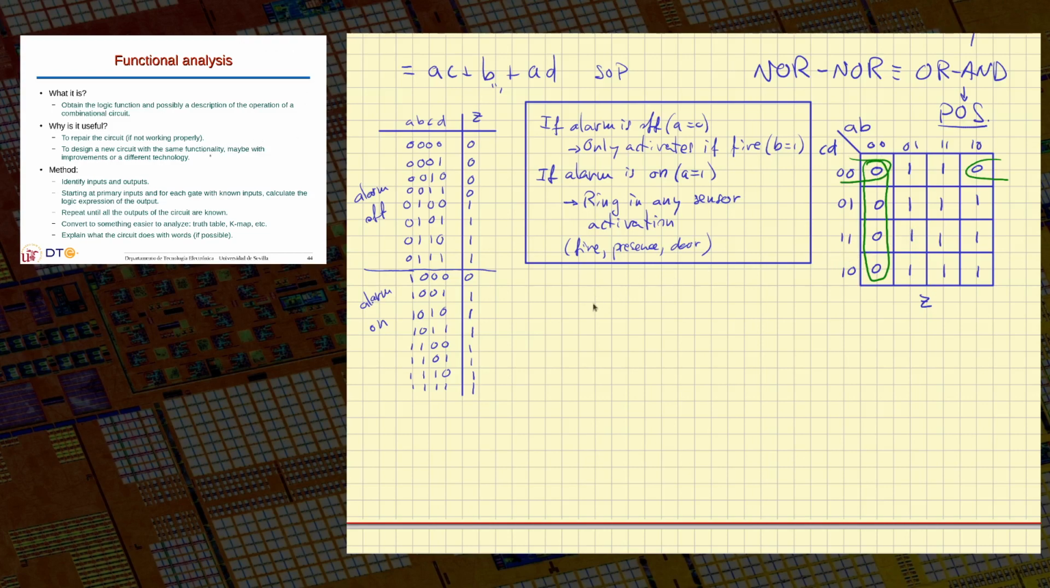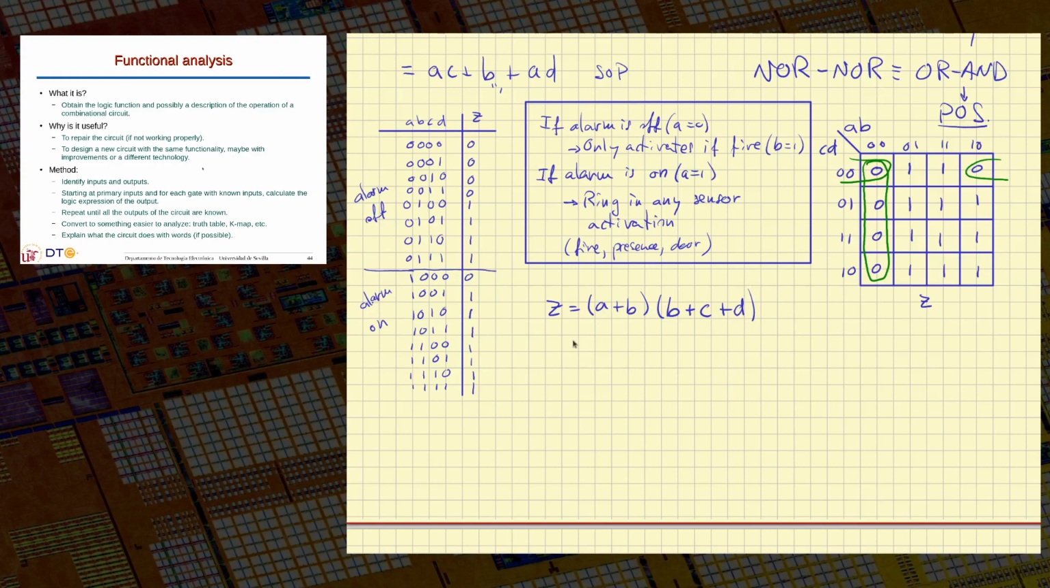The expression for my function would be Z equal to this, which would be A plus B, and this term is A complemented. No, A doesn't appear because it's either 0 or 1, so it will be B plus C plus D. Okay, there are no inverters. This is my expression. So this circuit I can do like this with OR AND, or directly with NOR.